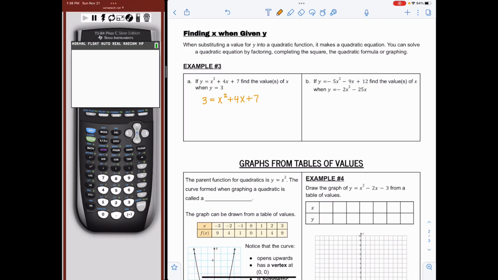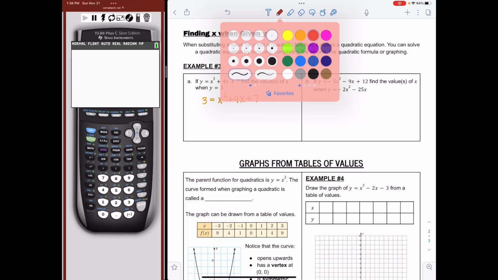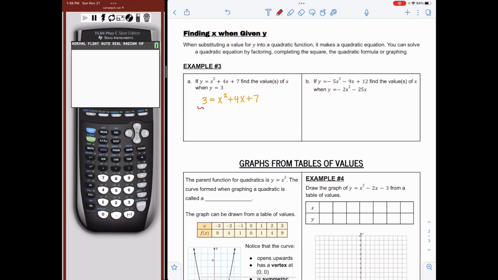So if we solve it by graphing, you should already know that we put our left side into y1 and we put our right side of the equation into y2. So I'm going to have y is equal to 3. And then I'm going to have y is equal to x squared plus 4x plus 7. And when I graph them, this is the graph that I get.